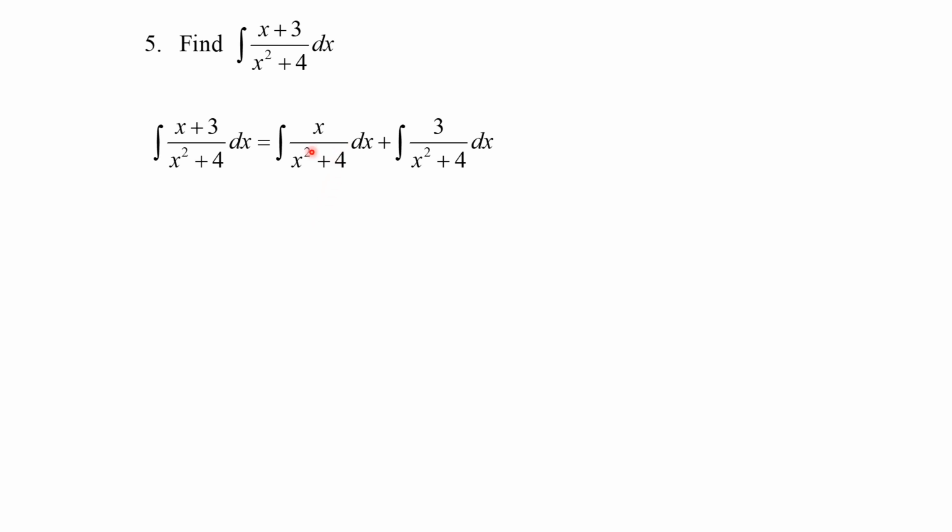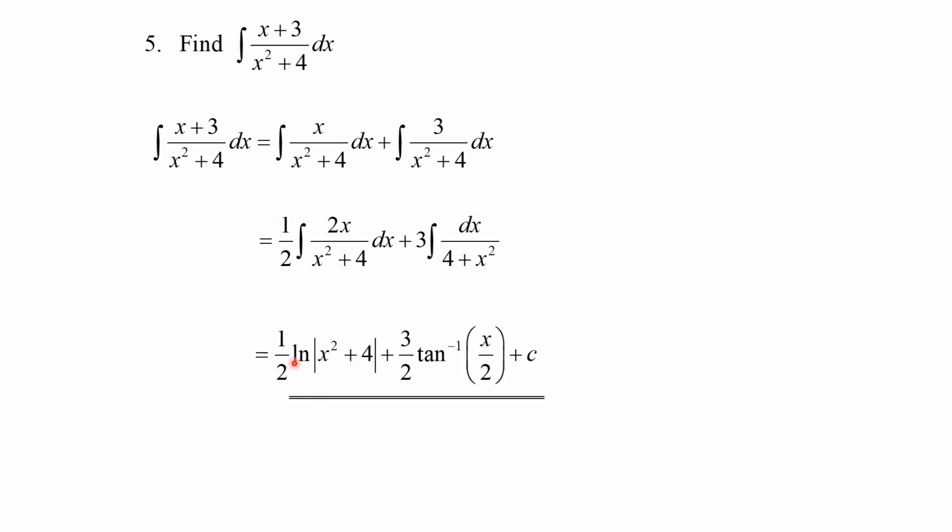In this case, for x over x squared plus 4, you can use the previous example number 4. It's the same question, which we discussed in the previous slide. So you can modify it and use the f prime x over f(x) approach. You will result in the first part as half ln of x squared plus 4.